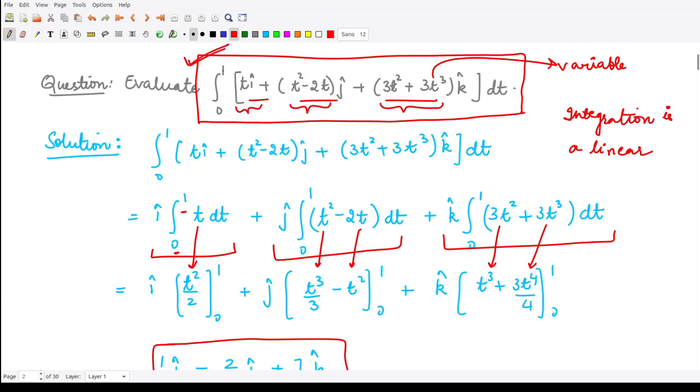So I hope you understood this concept of vector integration. We'll see these topics in depth in later videos.